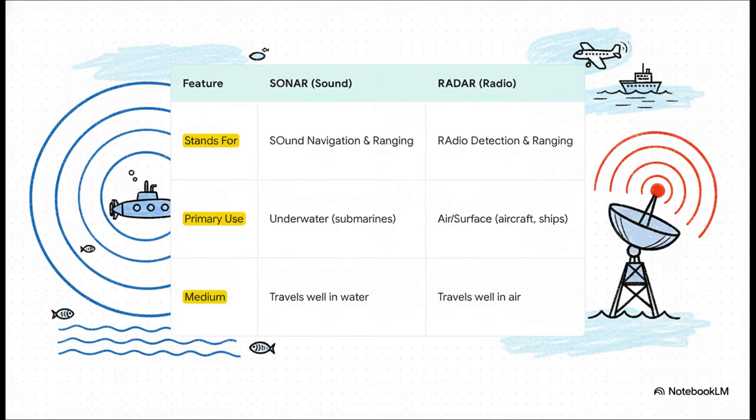This chart makes the difference crystal clear. Sonar stands for sound navigation and ranging. It uses, you guessed it, sound waves. Why? Because sound travels great through water, so it's perfect for submarines. Now look at radar. Radio detection and ranging. It uses radio waves because they zip right through the air. So that's what aircraft and ships use. It's all about using the right tool, the right wave, for the job.